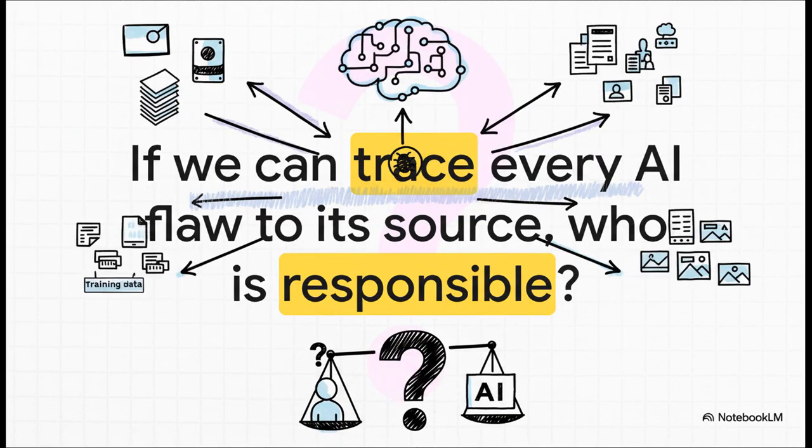And all this progress leaves us with one final, very big question. If we can now trace every mistake, every single weird or biased thing an AI says, back to the exact piece of data that taught it that behavior, who's ultimately responsible for what the AI does? Think about that.